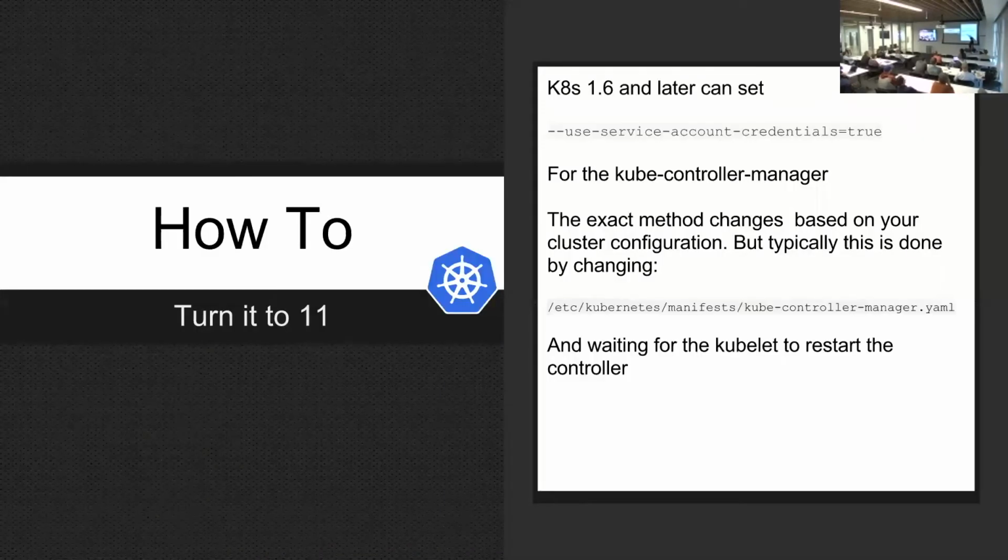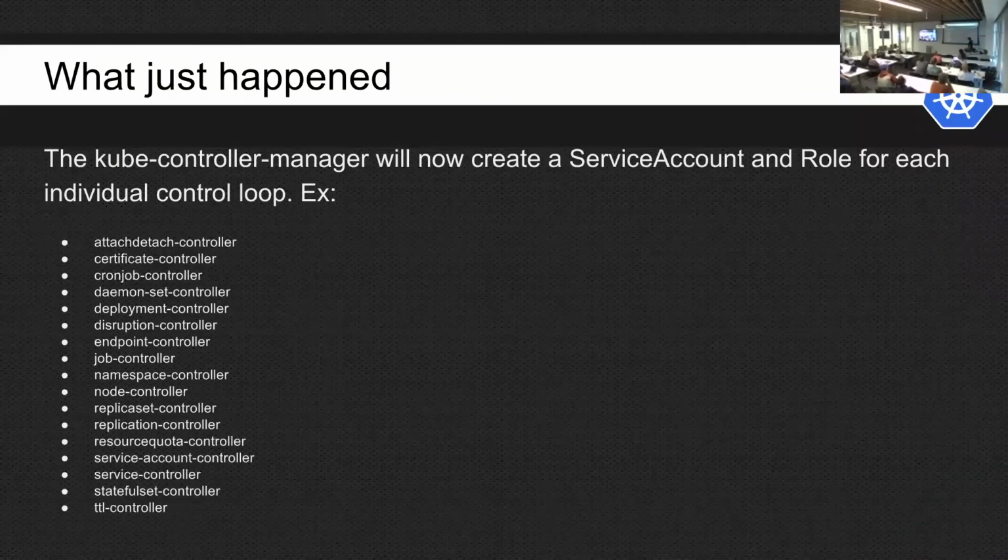So in 1.6 and later, in the Kube controller manager, not the API server, you can turn on use service account credentials. You edit it however you're going to, restart the component, and what you'll get is the controller manager, which is the main core control loop of Kubernetes. I explain it as: anytime you say Kubernetes is doing this for you, it's the controller manager. This is the only thing that's proactively doing anything in the cluster.